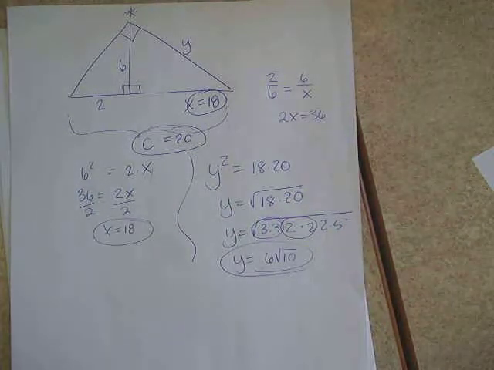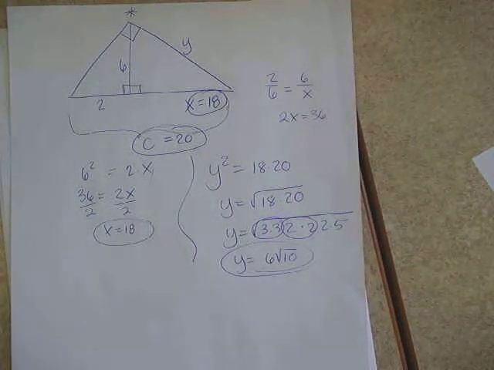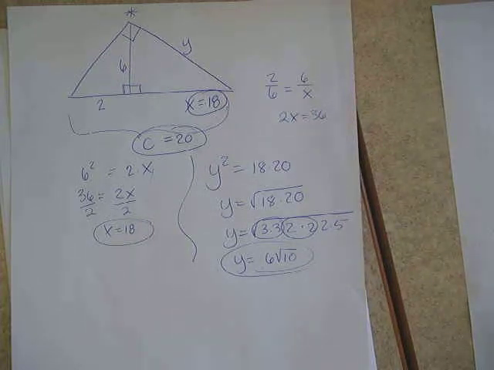So between the two, you either set up the proportions and solve that way, or you can use the shortcut. But your homework tonight is 9 through 24 and 34 through 36 on page 394.